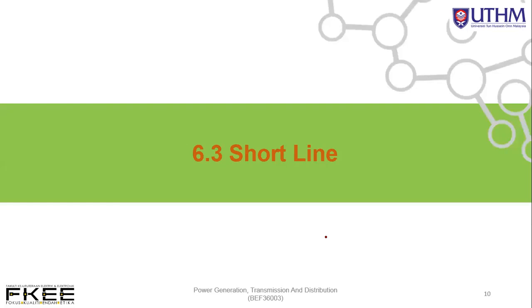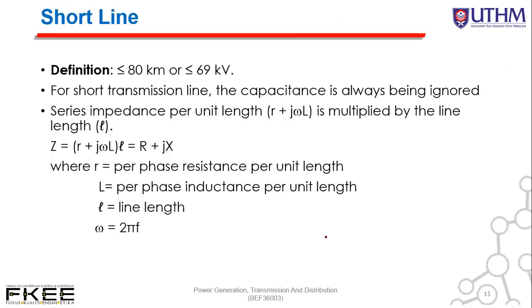Now we look at the case of the short line model. The definition of short line model, as we discussed previously, is less than 80 kilometer in distance, and the voltage is usually less than 69 kilovolt. For the short transmission line, usually the capacitance is ignored. So we will look at this condition when we see the model.